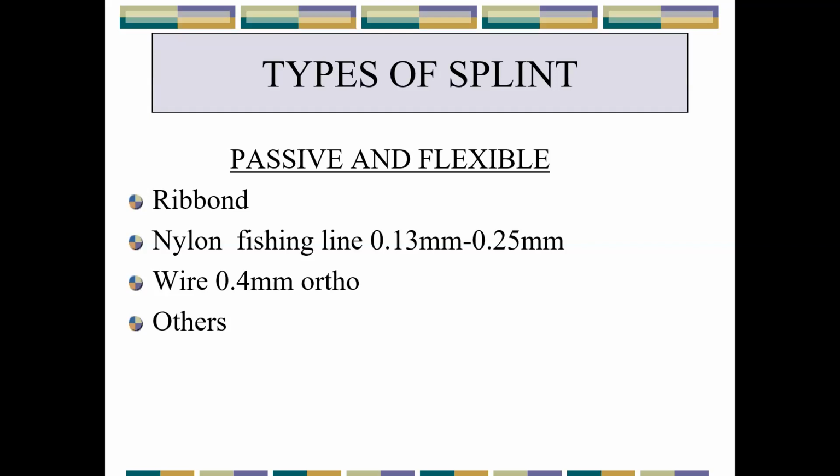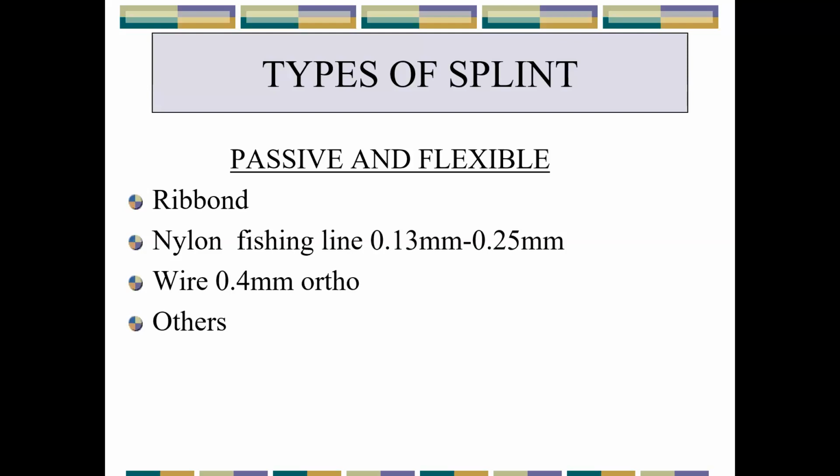So what type of splint, you would be wondering? Very important that the splint has to be passive and flexible. You don't want a rigid splint, so that your tooth is not mobile. And some of the splinting materials you can use, for those that know it, is ribbon, just a meshy sort of ribbon that you can use. Or you can use fishing line, 0.13 millimeter to 0.25 millimeter. You can also use ortho wire, 0.4 millimeters.